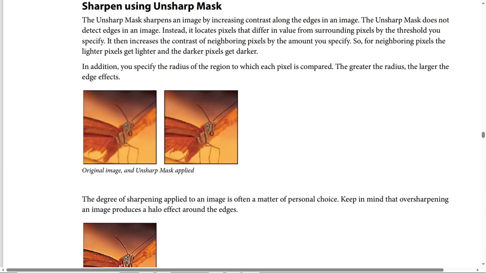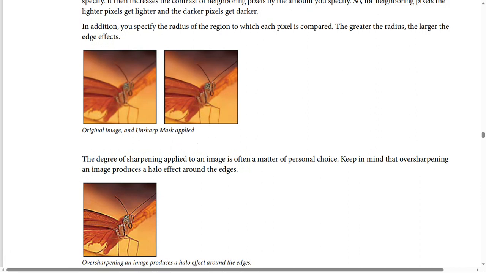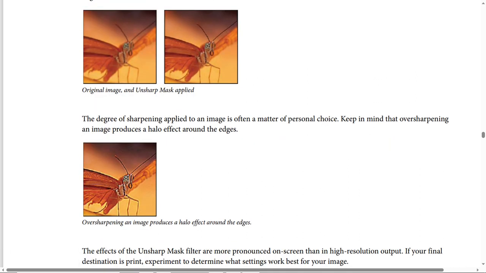Like this screenshot now, we have the original image on the left side, and on the right side, unsharp mask applied. The degree of sharpening applied to an image is often a matter of personal choice, by the way. And keep in mind that over sharpening an image produces a halo effect around the edges.